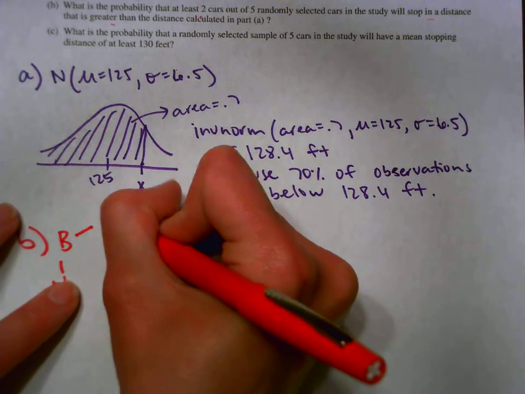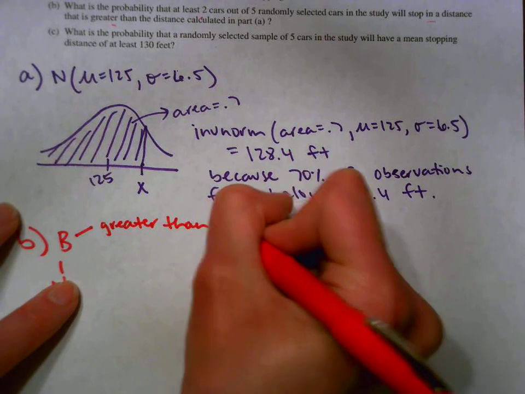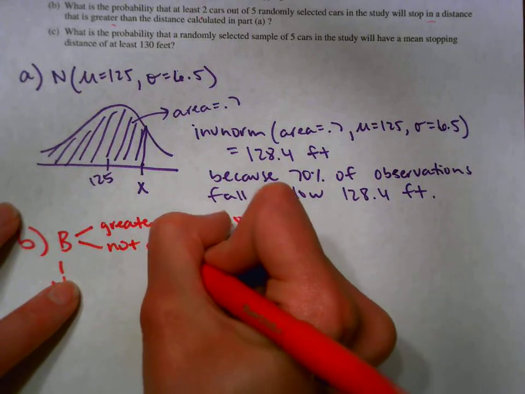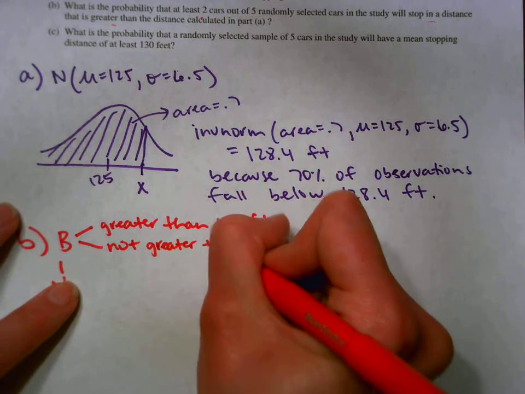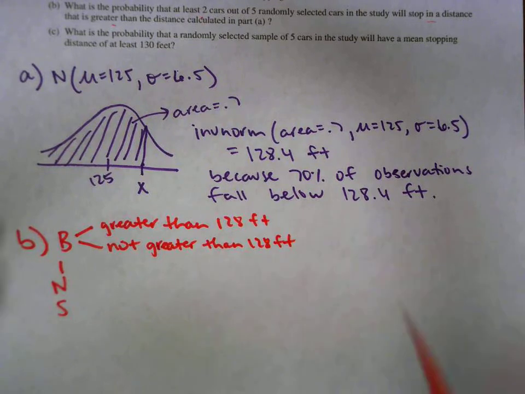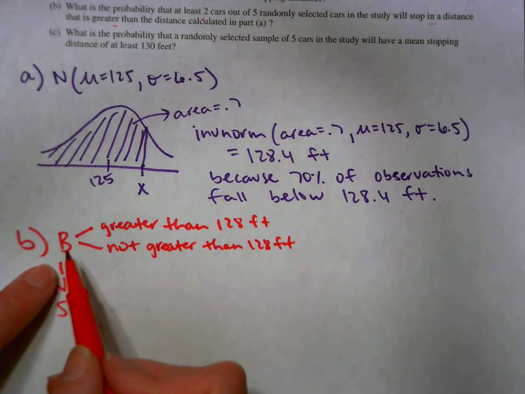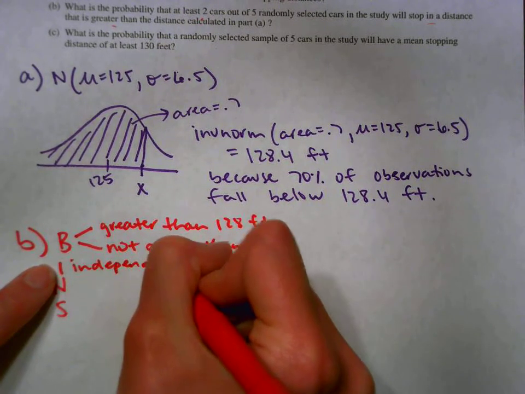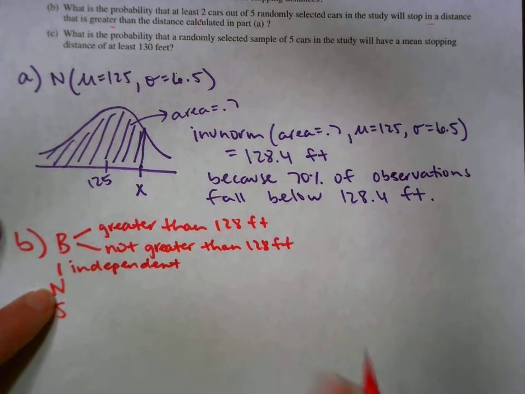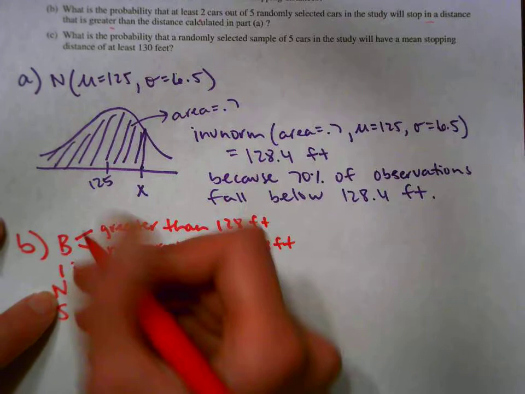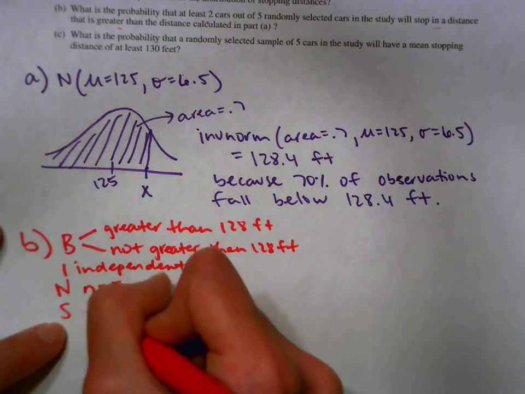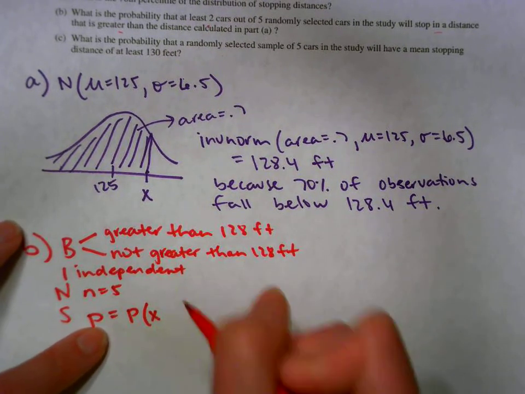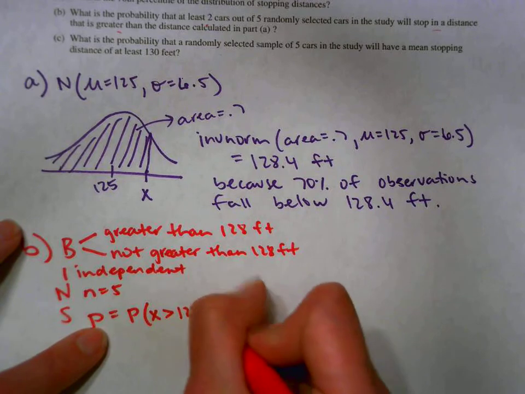So success is being greater than 128.4 feet, which means the failure is less than or equal to 128.4 feet. Each stopping distance should be independent, so that should be a check. Fixed number of trials, how many are we talking about out of 5? So your n would be 5. And now what is our probability of success? So we'd have to actually find this. What is the probability of your observation being greater than 128.4?